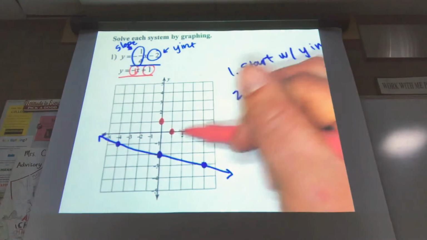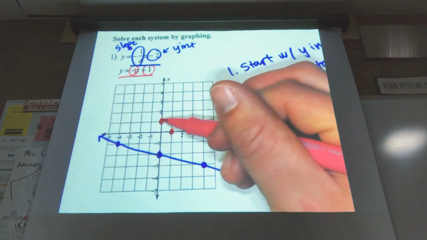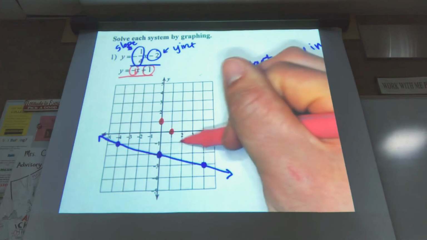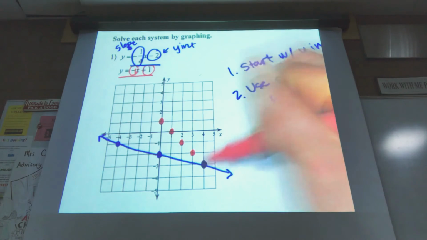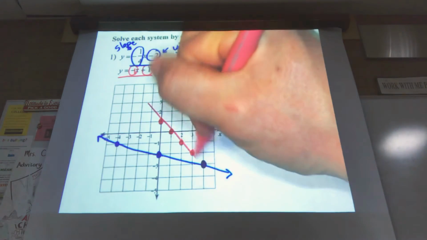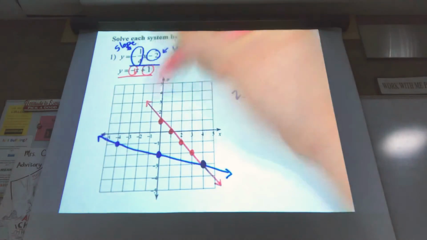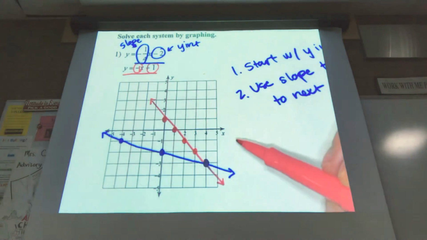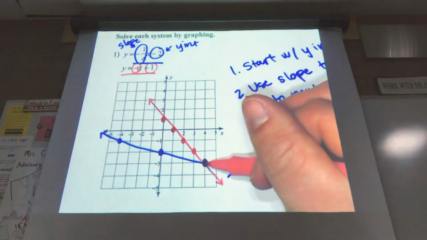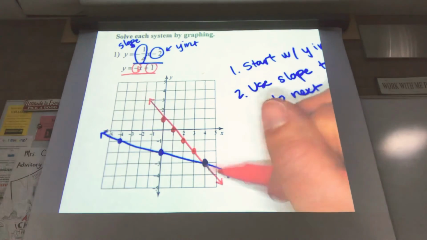Okay, we haven't seen where they intercept yet, so I'm going to keep counting. Down 1 over 1, down 1 over 1, down 1 over 1. Beautiful, we just found it. Okay, our answer is not the graph. That is the work. That's how we find the answer. The answer is this point where they intersect, okay, where the lines meet.